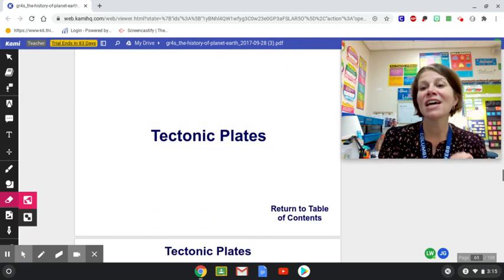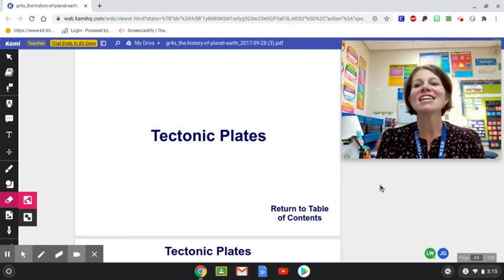And then tomorrow we'll dive even more into tectonic plates. Science rocks.